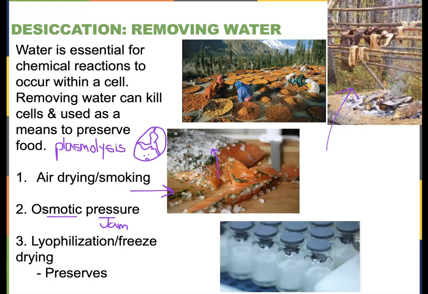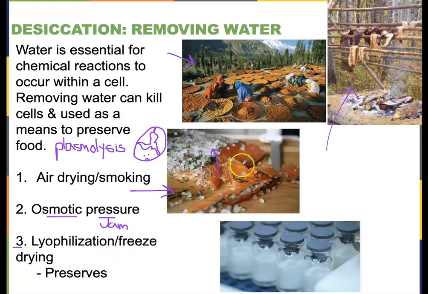Then we have this picture. I'll just talk about this. This is just air drying, right? So these women in Pakistan are picking apricots, and they're drying them just through the atmosphere, just taking the water away. And their last topic here is lyophilization, which is also called freeze drying.